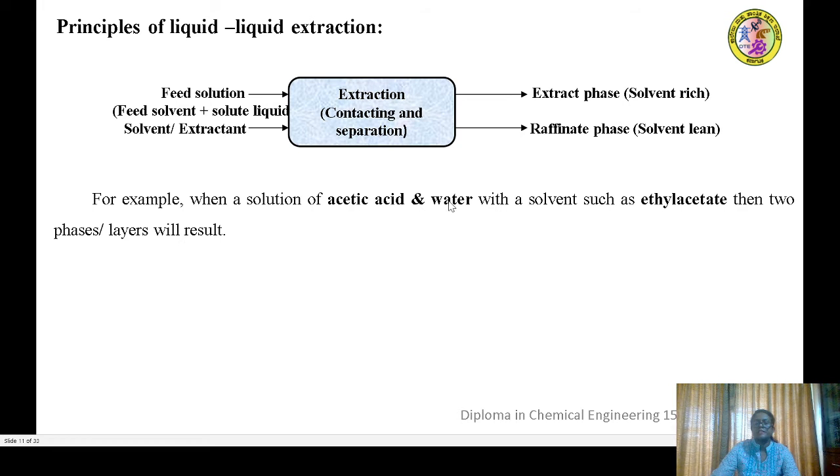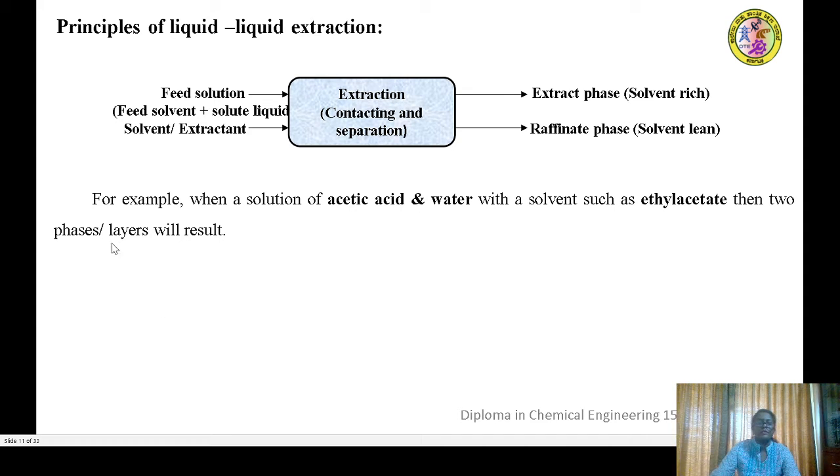Consider a solution of acetic acid and water. So you have a binary solution of two components, acetic acid and water, and contact this solution with a solvent like ethyl acetate. Ethyl acetate is the liquid selected in the operation to act as a solvent or extractant. When you add the solvent ethyl acetate to this original mixture, two phases or layers will result because this solvent is insoluble in this original solution.